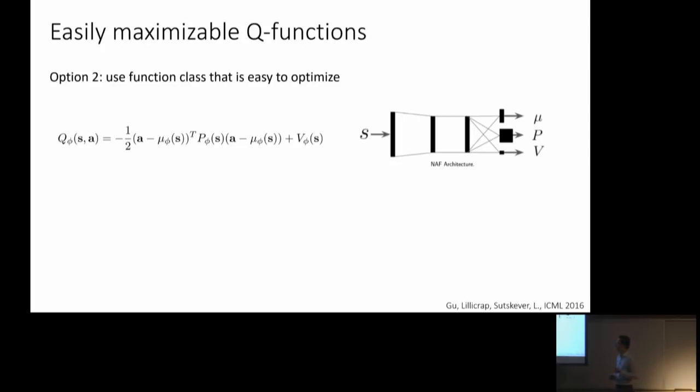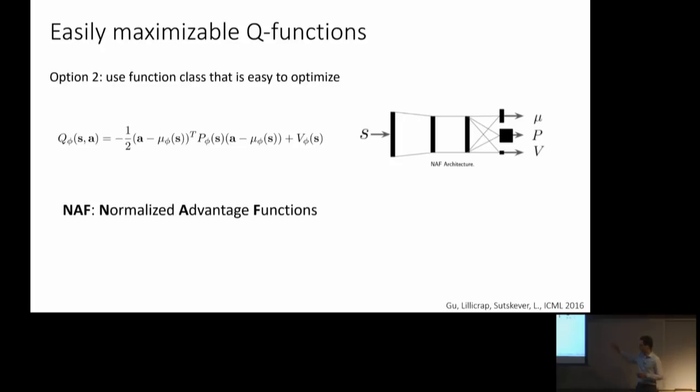So if your neural network outputs a matrix, a vector, and a scalar that together form a quadratic function in A, so it's not quadratic in S, it's some complicated neural net function in S, but it's quadratic in A, then you can maximize this with respect to A analytically, because the optimum point for a quadratic function can be solved just by solving a system of linear equations.